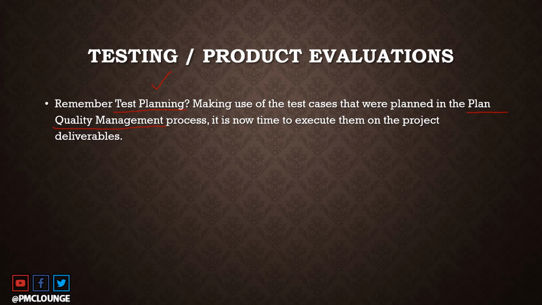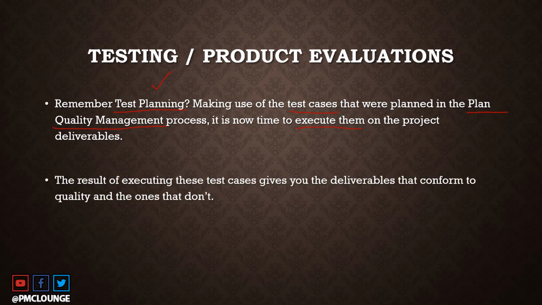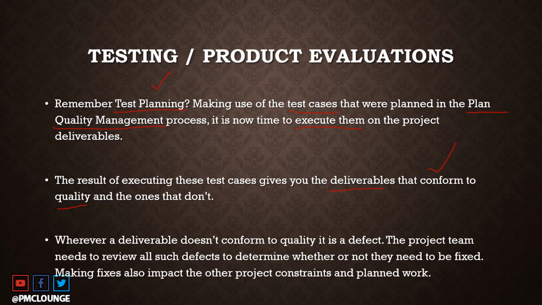Now here we are in the control quality process, and we are making use of the test planning that we did. Basically, we came up with certain test cases, and in the control quality process, we are going to execute those test cases on the project deliverables. Now, once you execute those test cases, the result is going to give you whether or not the deliverables of your project conform to the quality that you want to achieve as part of your project.